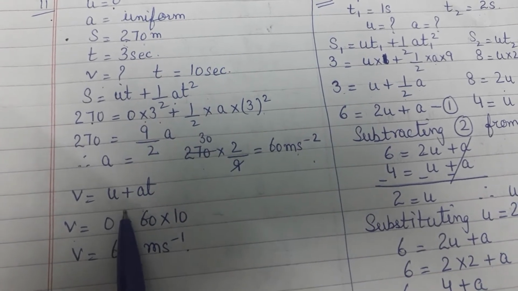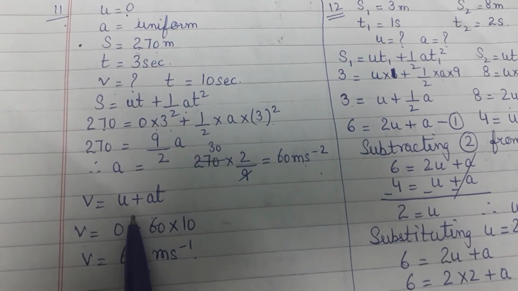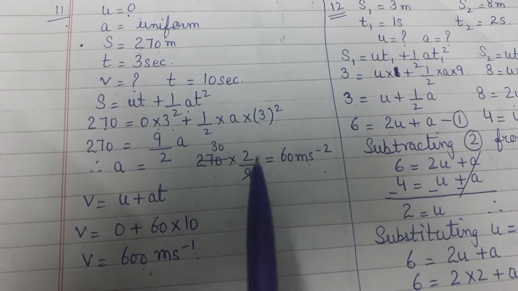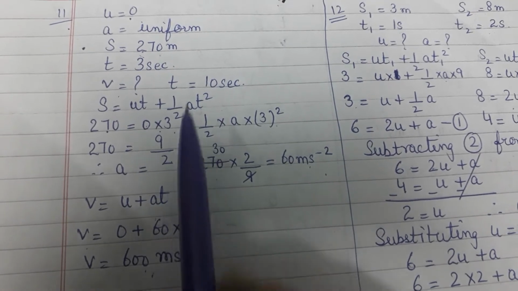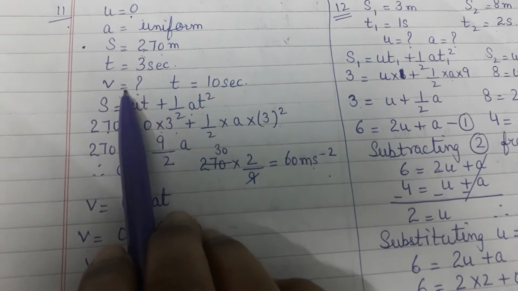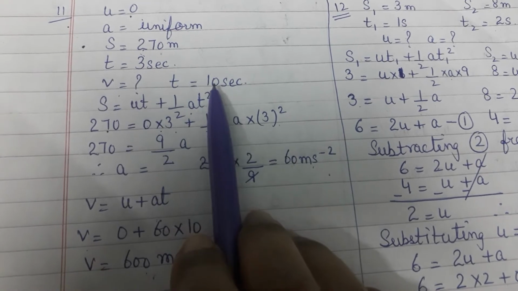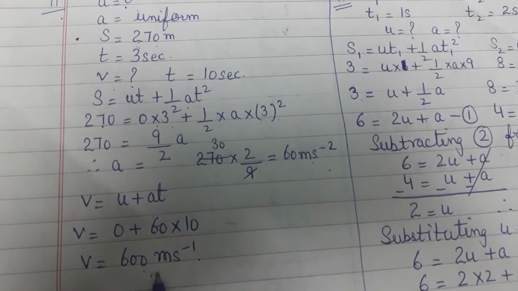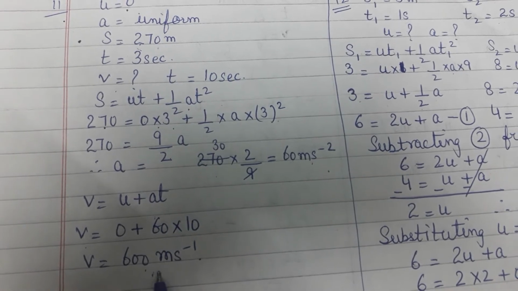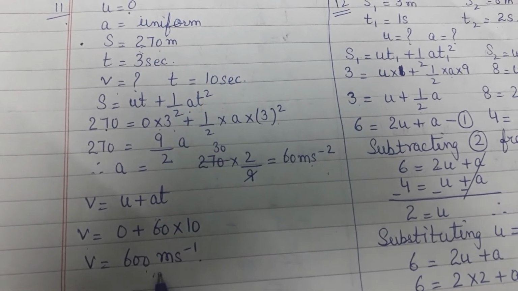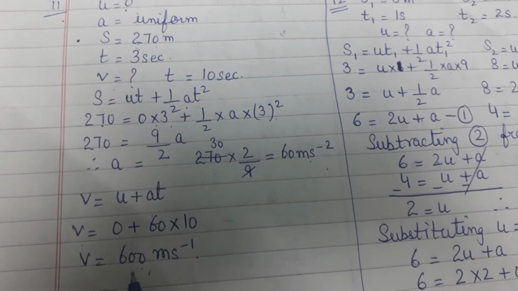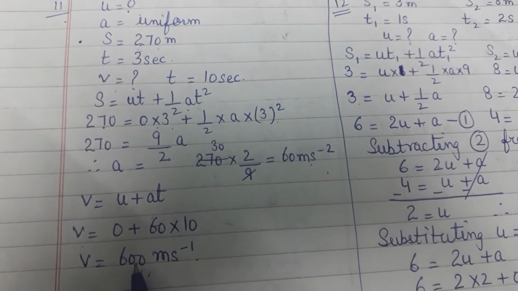And I use the equation of motion v is equal to u plus at, substituting the values 0 plus a, which I have found out to be 60, into t, 10. Why? Because we are supposed to find out the v for time 10 seconds. So the answer works out to 600 meters per second. Right, children? Remember that sometimes we need to find some extra things in order to get the value which we actually are supposed to find out.